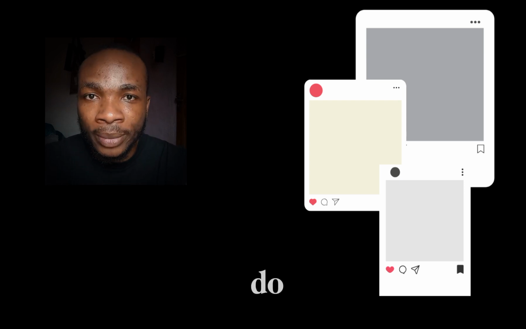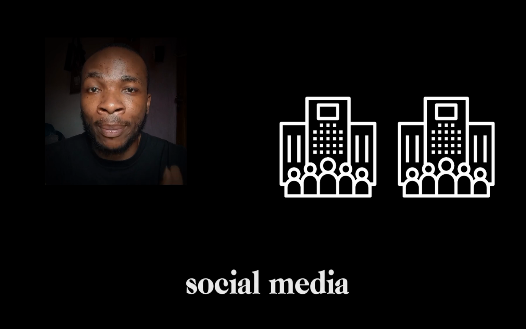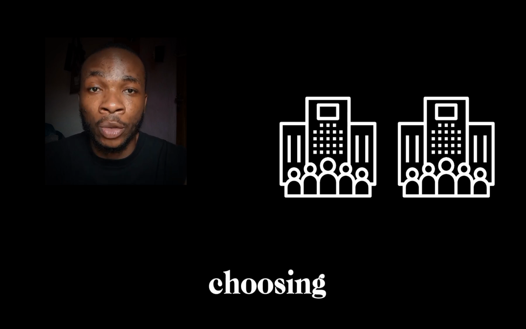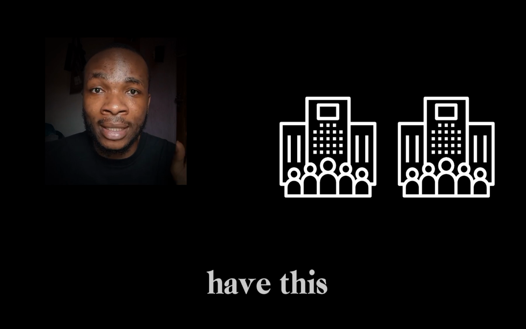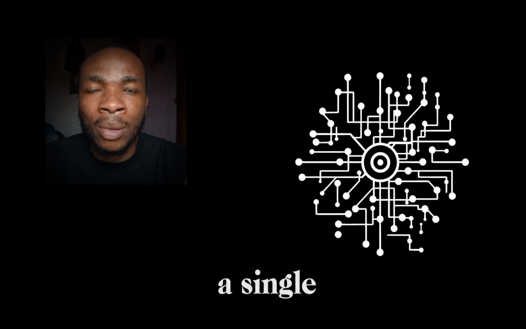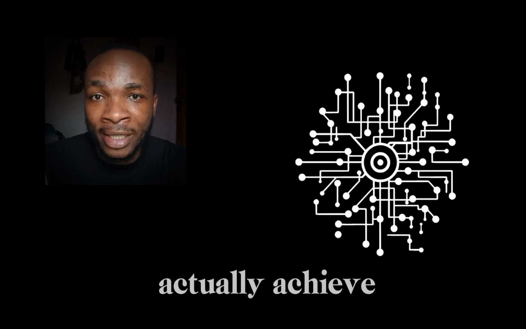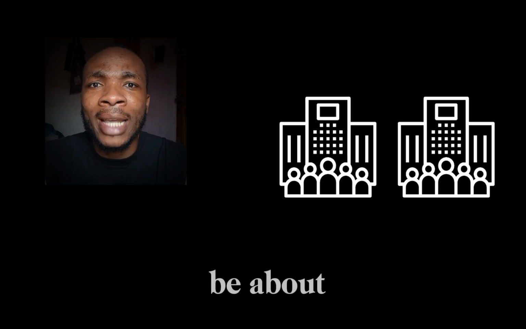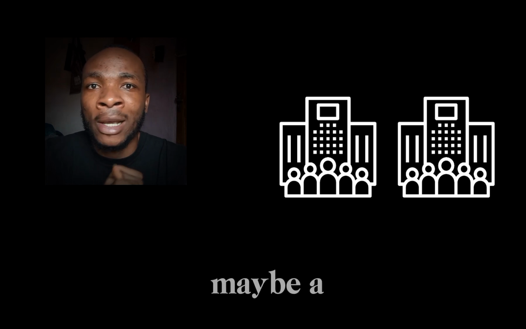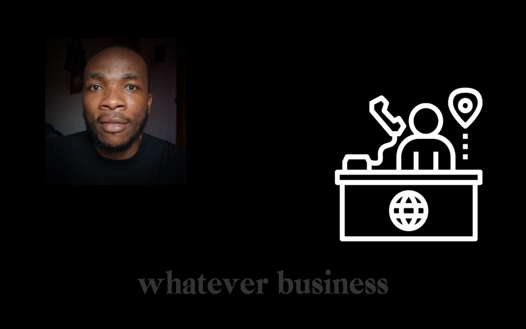So here's what you're going to do. You're going to have two fictional businesses built on the social media platform of your choosing. So for instance, you can choose to have these fictional businesses on Instagram. It's best if you just choose a single platform, and Instagram is perhaps the easiest platform to achieve what I'm about to explain. So you're going to create these two fictional businesses. It could be about anything. Business one could be maybe a clothing brand. Business two could be maybe an online marketing agency. Whatever business idea you come up with, you're going to create these fictional businesses.